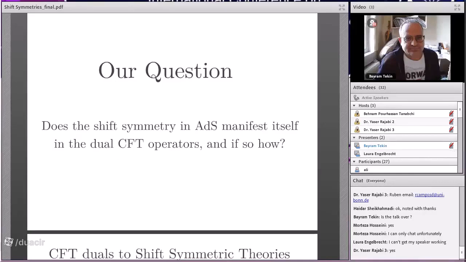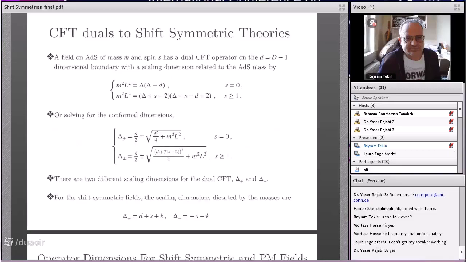Okay, so now that I have gone over shift symmetric theories in AdS, this comes to our main question, which was, does the shift symmetry in AdS manifest itself in the dual CFT operators, and if so, how?